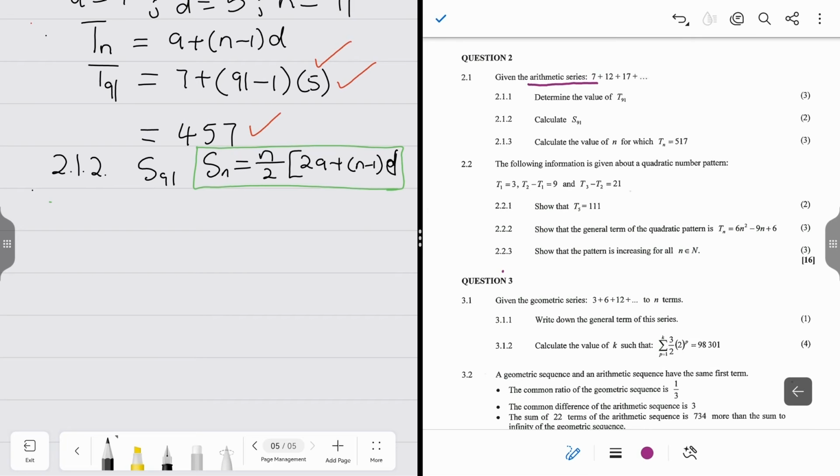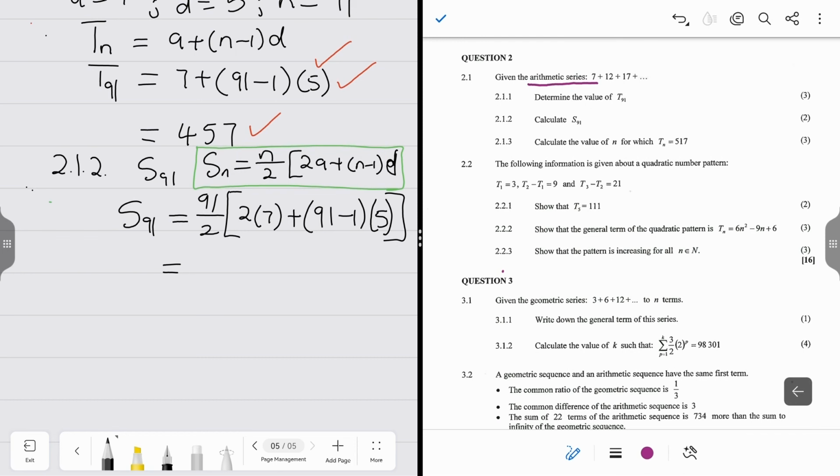So let's do that. For us to get S91, we're going to substitute. We have S91 equals n, which is given to be 91, divided by 2, multiplied by 2 times A, where A is 7, plus n, which is 91, minus 1 multiplied by D, which we calculated to be 5 previously. So this is how you would put it down. Right away, you just use your calculator to get to the answer.